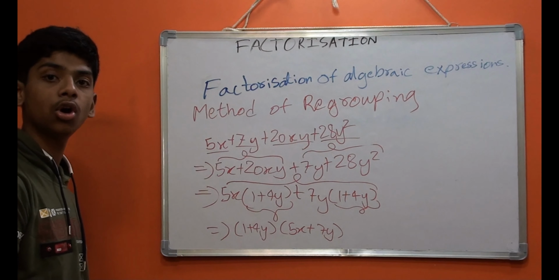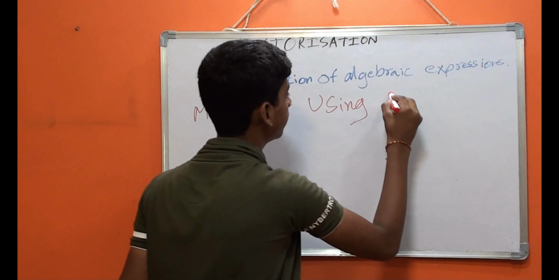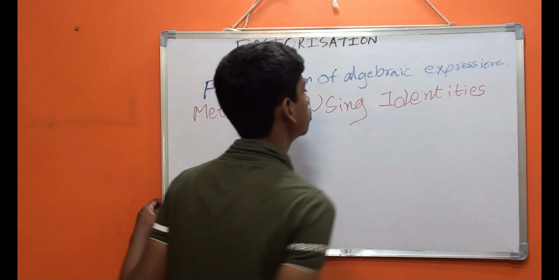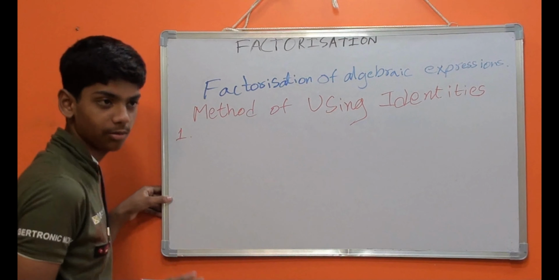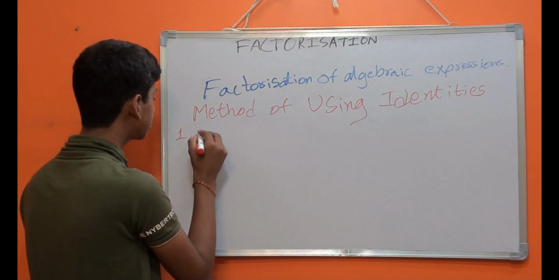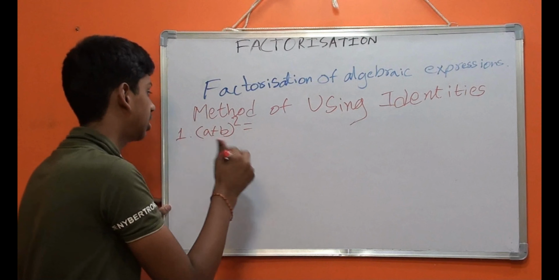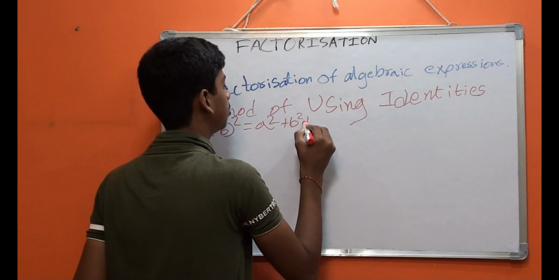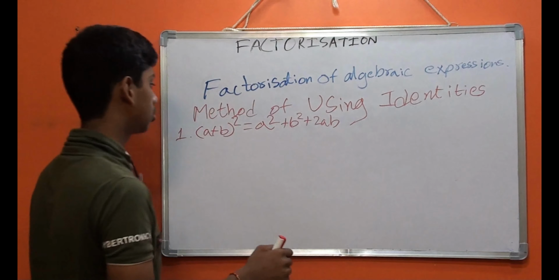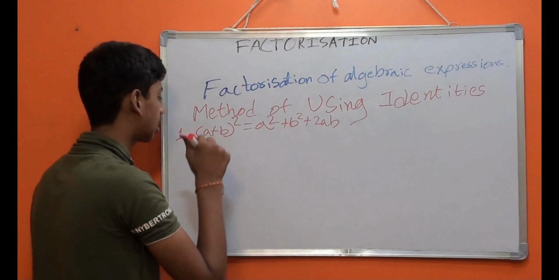So guys, now let's go on to the next method, the method of using identities. Here we have 4 identities. Let's see about them one by one. The first one is a plus b whole square. This extended version is a square plus b square plus 2ab. So this is the extended one. Now let's see how we got this answer.